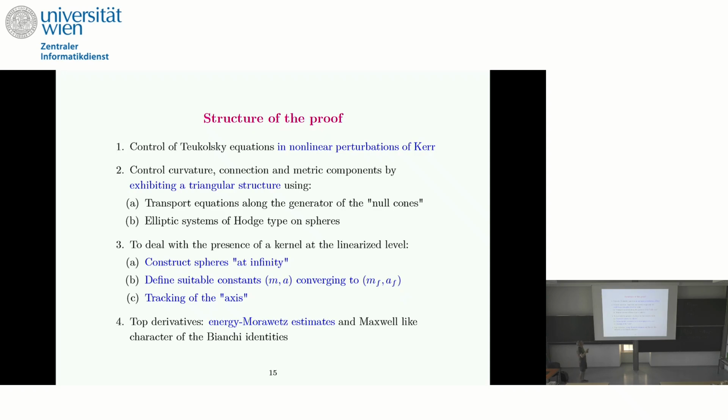Okay, so this was for decay estimates, where indeed you could lose derivatives, and then the last step is about closing the bootstrap argument. Here you cannot lose derivatives anymore, because you go all the way to top order derivatives. So here you need to remember that you're dealing with a hyperbolic problem, so you really need to use the hyperbolic structure, and this is where you use energy Morawetz, as well as the Maxwell character of the Bianchi identities, which is the set of equations satisfied by the curvature tensor.